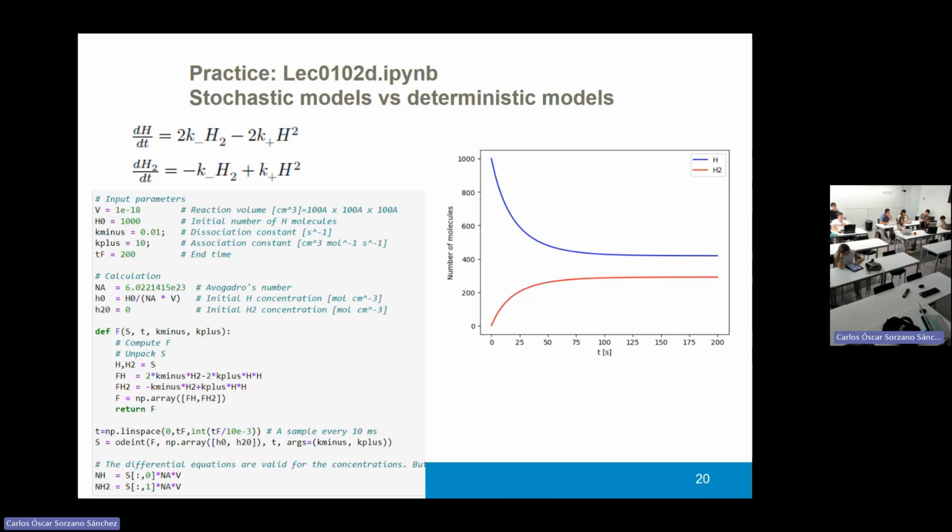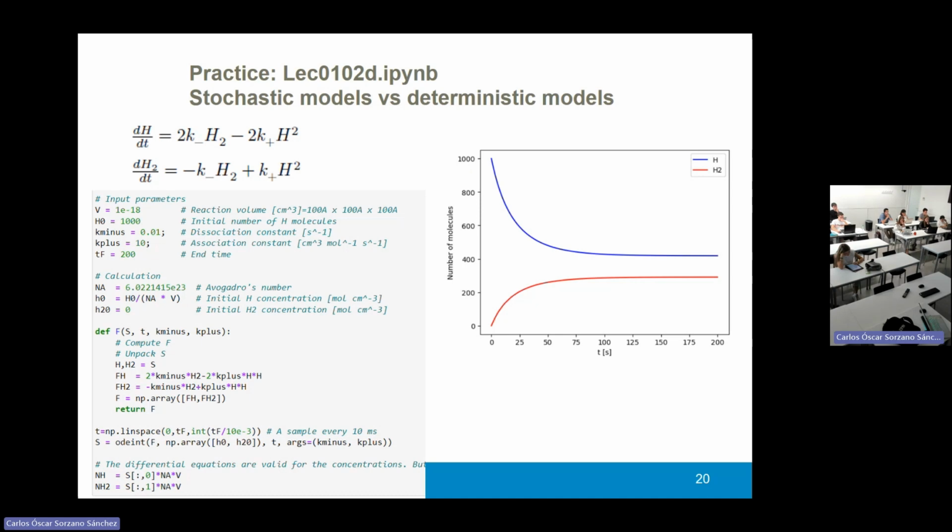So we define a reaction volume, and we will define it in centimeters cubed. This will be our unit. So this volume in centimeters cubed is 10 to the minus 18. Then the initial number of H atoms. These are atoms, not molecules. This is H naught. At the beginning, we will start with 1,000 atoms. And then we define the 2 constants and the simulation time.